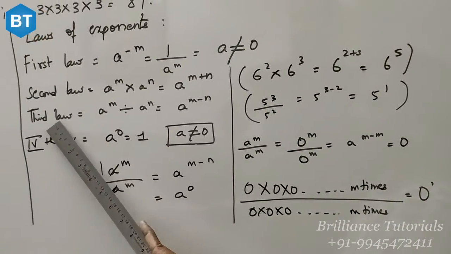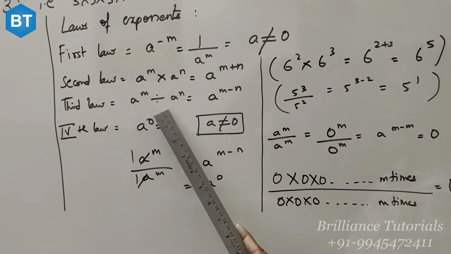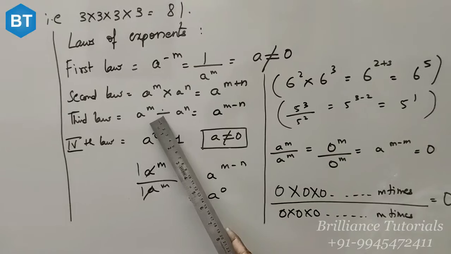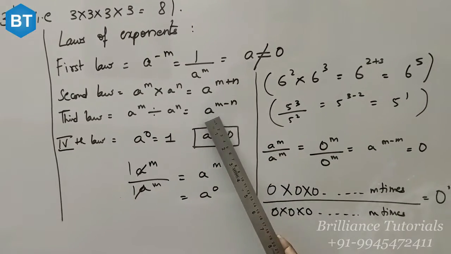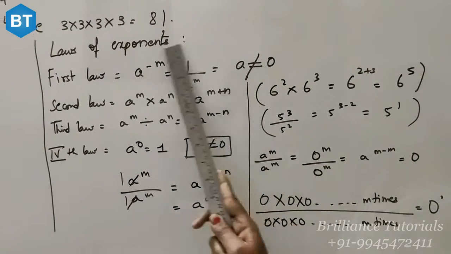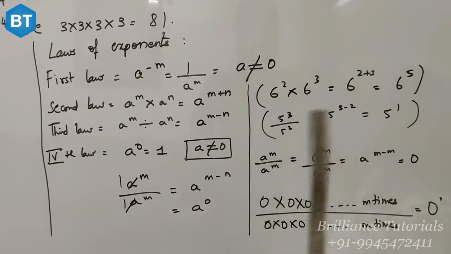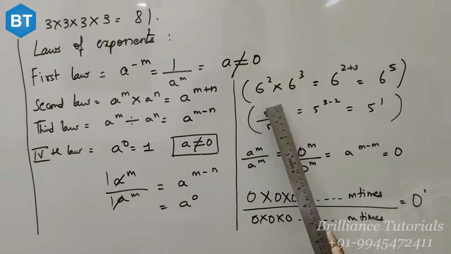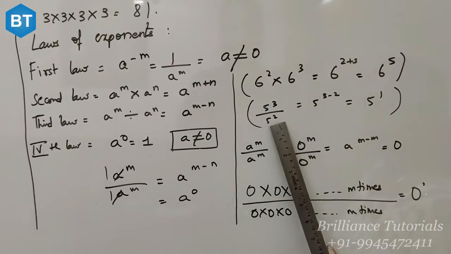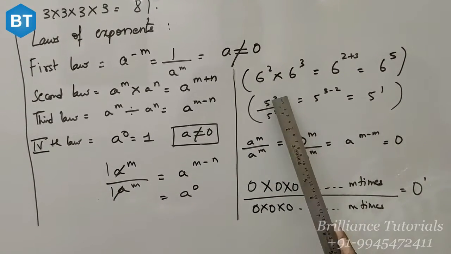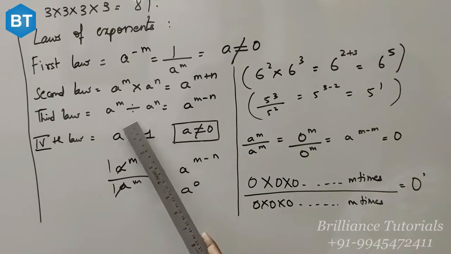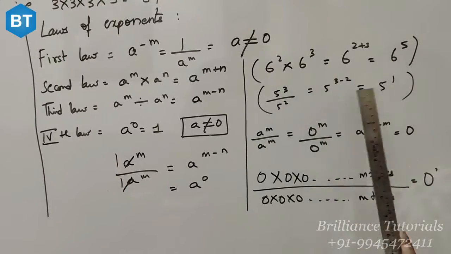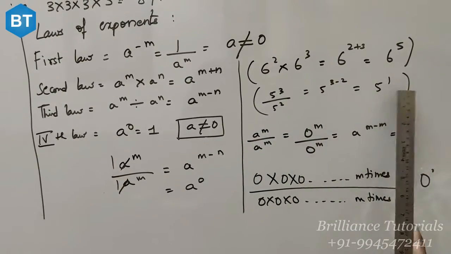Next, coming to the third law. a to the power m divided by a to the power n will be equal to, when they give division, we have to subtract. So a to the power m minus n. We have to follow these rules very carefully before we work out any types of problems. So here, when we divide 5 to the power 3 by 5 to the power 2, you have to subtract. Children, you have to notice here, when they give division, you subtract 3 minus 2. So that is equal to 5 to the power 1.